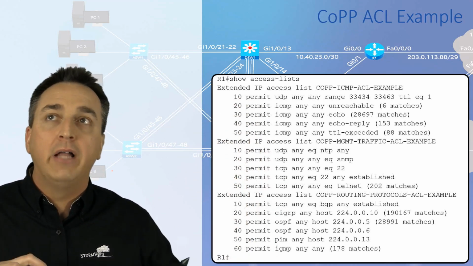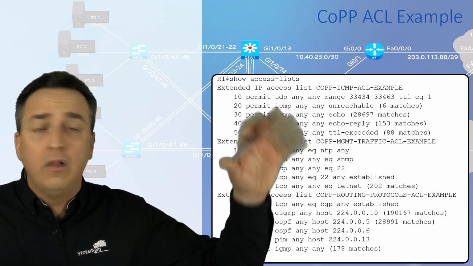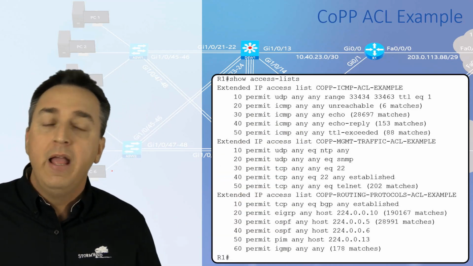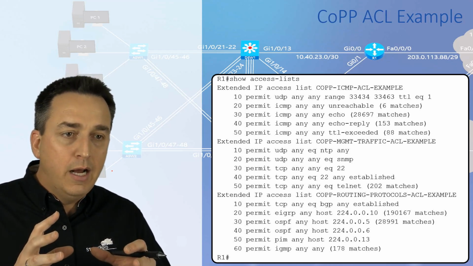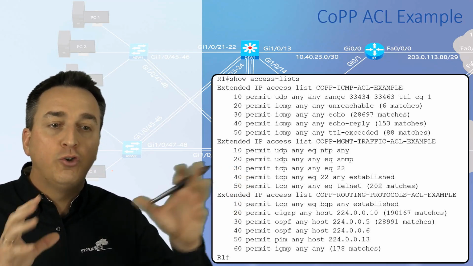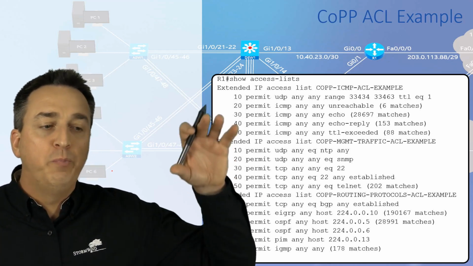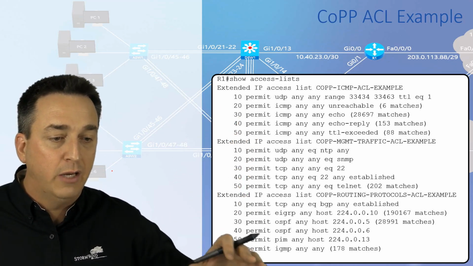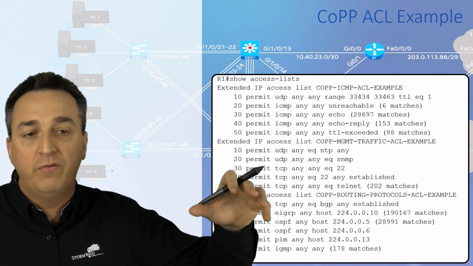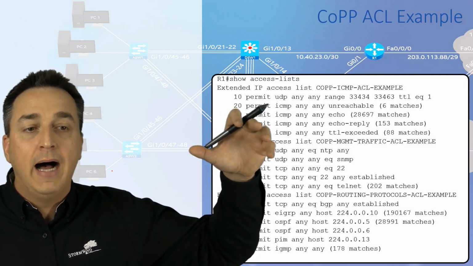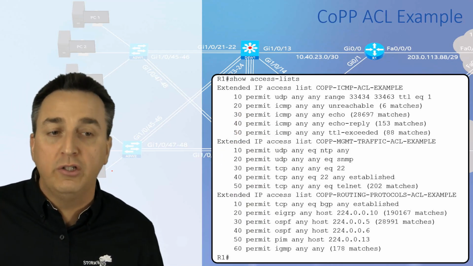So you can see how flexible you can be here. You can be very granular if you want to be, or you can lump things together like we've done here. In a lot of cases, you might just group your traffic together based on the types of traffic. For example, grouping routing protocol traffic together like we've done down here, or grouping management traffic together like we've done here, or grouping ICMP related traffic like we have here.